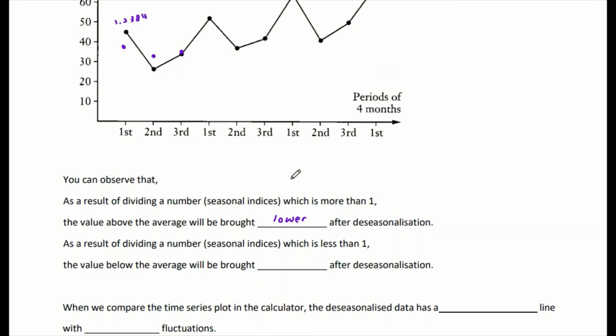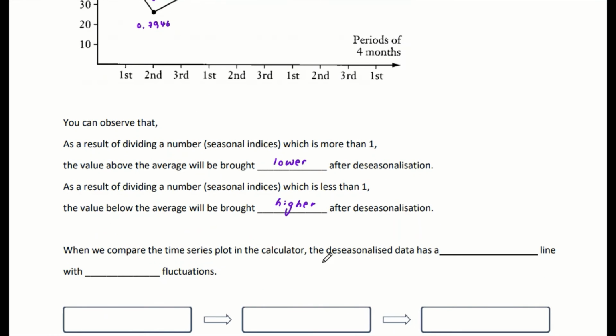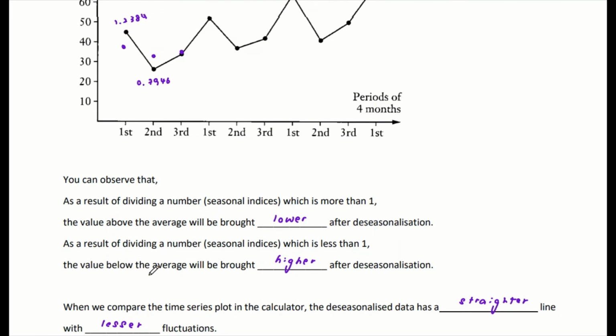Okay, then for the next one, if you divide by a seasonal index that is lesser than 1, for example in this case you divide by 0.7946, then the values below the average will be brought higher after deseasonalization. So as an outcome, when you compare the time series plot in the calculator, the deseasonalized data is going to have a straighter line and lesser fluctuation compared to the original data. So this is how this thing works.